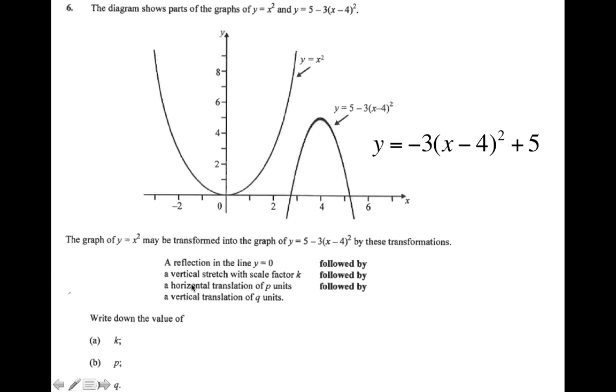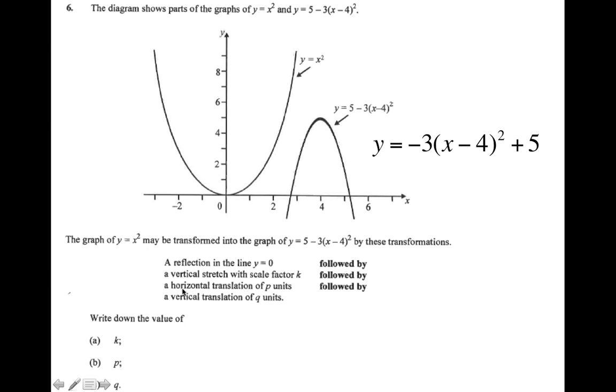So there's that reflection. Then it says followed by a vertical stretch. Vertical stretch is stretching it up and down, right? And the scale factor is k. Alright, so if you remember, the number in front of the function is your vertical scale factor. It's the one that's going to expand it or stretch it. And we see a 3 here.